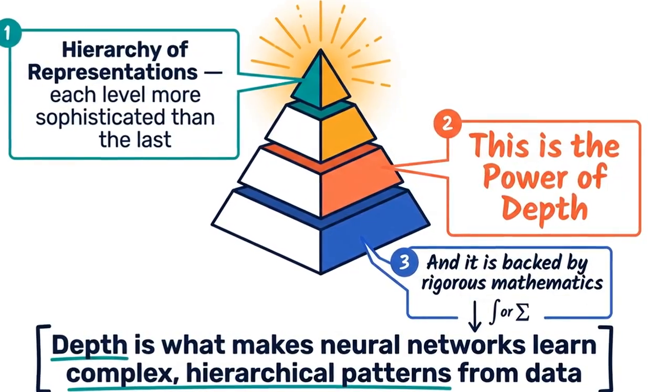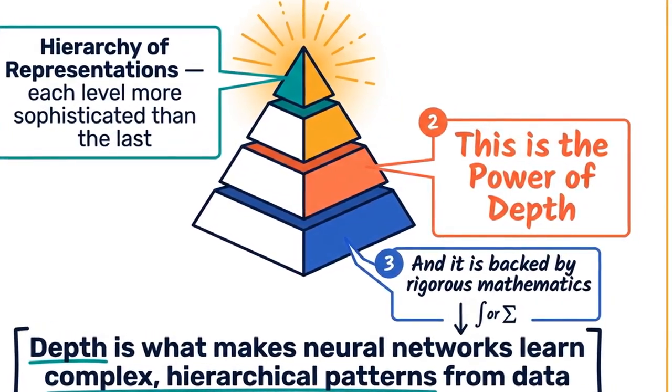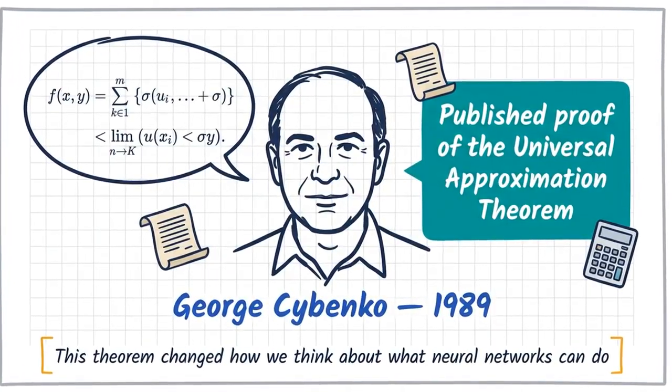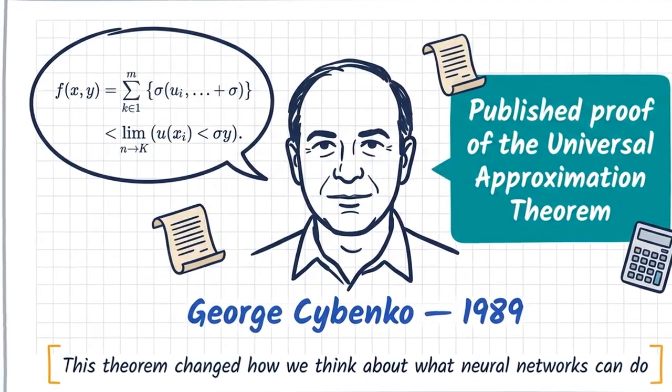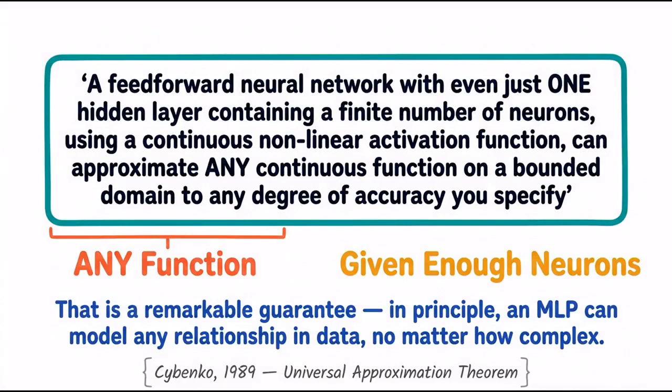This is the power of depth, and it is backed by rigorous mathematics. In 1989, a mathematician named George Cybenko published a proof of what became known as the universal approximation theorem. The theorem states, a feed-forward neural network with even just one hidden layer containing a finite number of neurons and using a continuous nonlinear activation function can approximate any continuous function on a bounded domain to any degree of accuracy you specify. Any function, given enough neurons. That is a remarkable guarantee. It tells us that, in principle, an MLP is capable of modeling any relationship in data, no matter how complex.